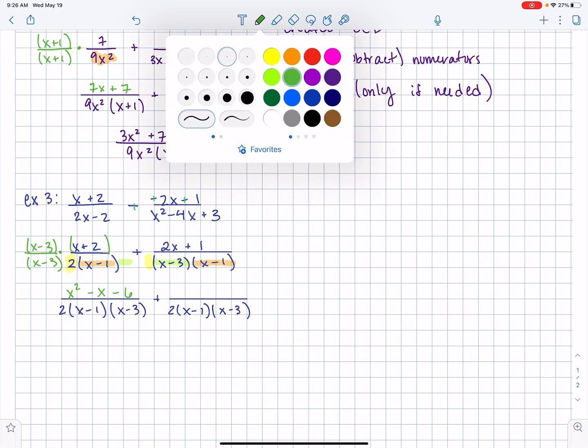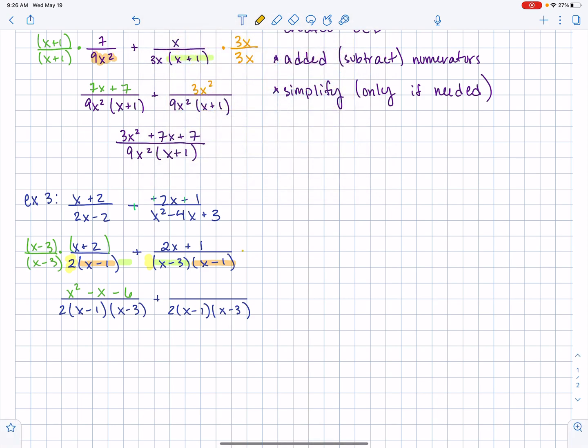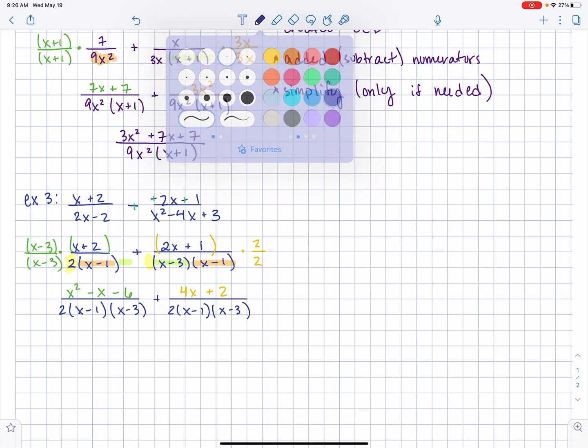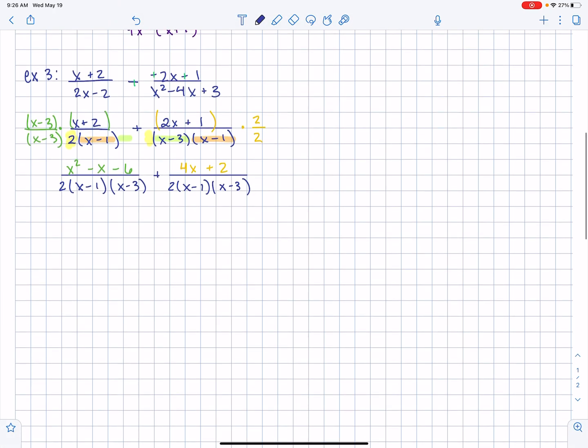All right, now on the other side, we need to multiply this by a 2 over 2. Don't forget you have parentheses here. So this top side is 4x plus 2. Now we are in a position that we can add up our numerators. So x squared can't combine with anything, so we have x squared, a negative x plus 4x. That's going to get us a positive 3x, and a negative 6 plus 2 is a negative 4.